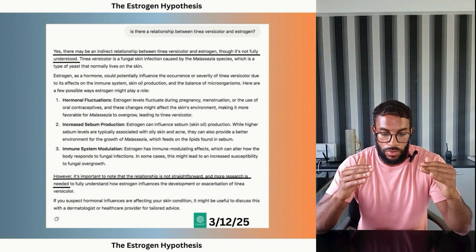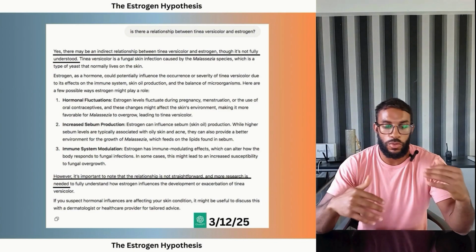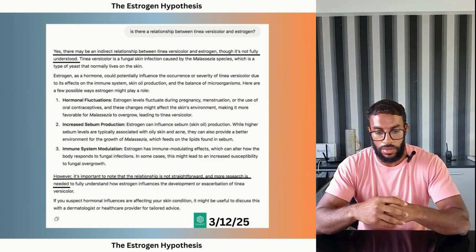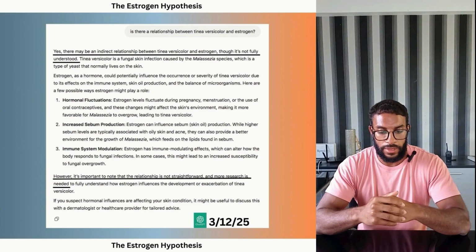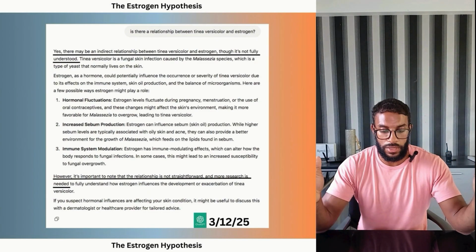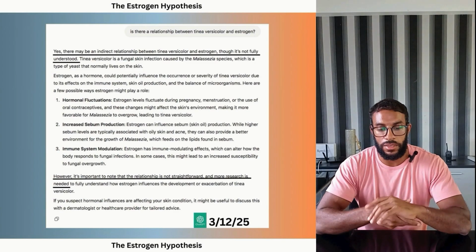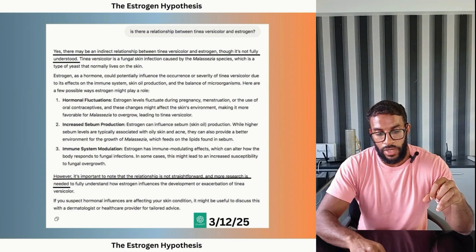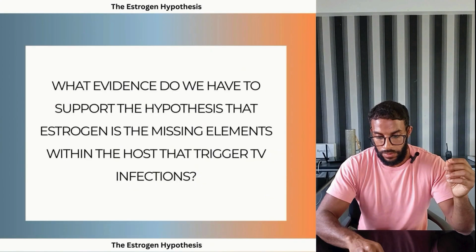When you go through the framework, you will continuously see this: it's not fully understood, poorly understood mechanisms. And they will build everything on top of that statement, as if it's to be assumed that it can't be understood. You read further down, it says, however, it's important to note that the relationship is not straightforward and more research is needed. Well, we're here to do some of that research.